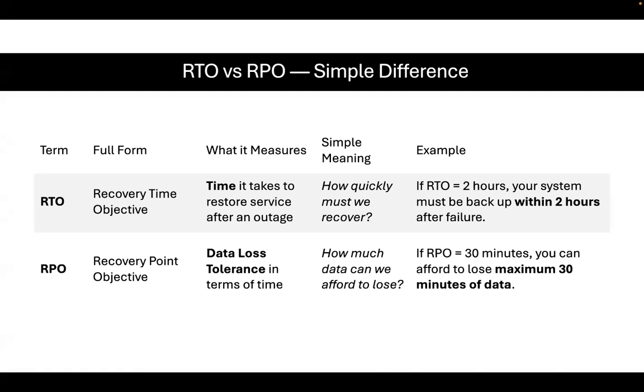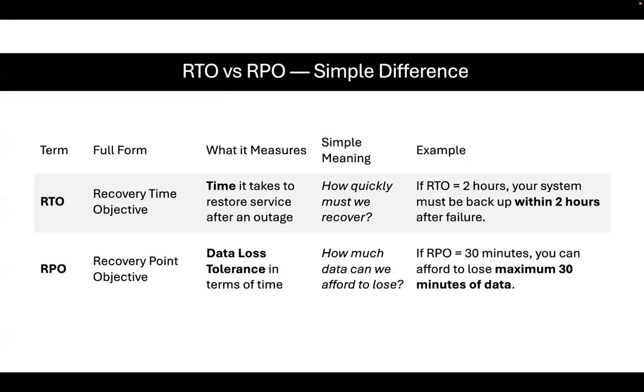That means the primary region is down and you are able to recover the workloads and your application in the secondary region within the next 2 hours. So that is the time you are taking to bring back your application when the primary is down. RTO means recovery time objective. So how much recovery time you are taking, that is the RTO.